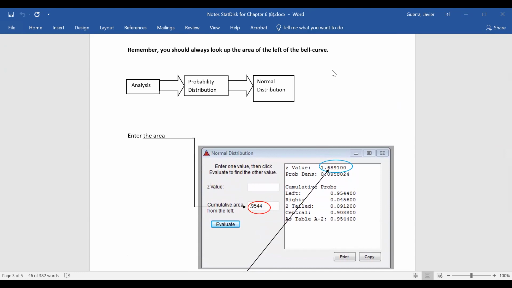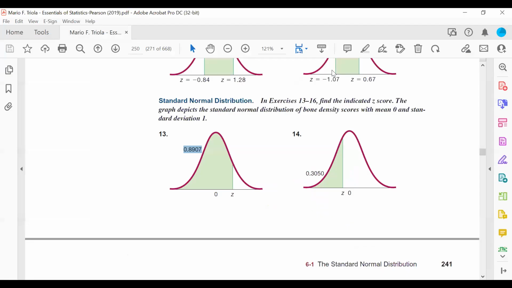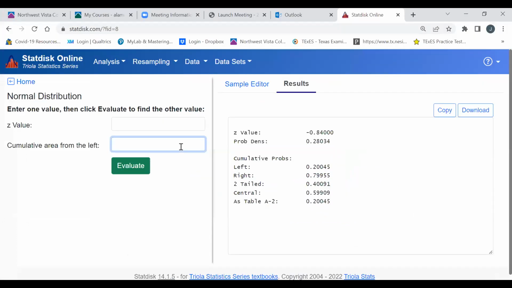Let's go to StatDisk. I forgot what the number was. 0.8907. Okay, so we're going to go to StatDisk, and I'm going to enter 0.8907. I'm going to hit evaluate, and presto, there's your Z value.